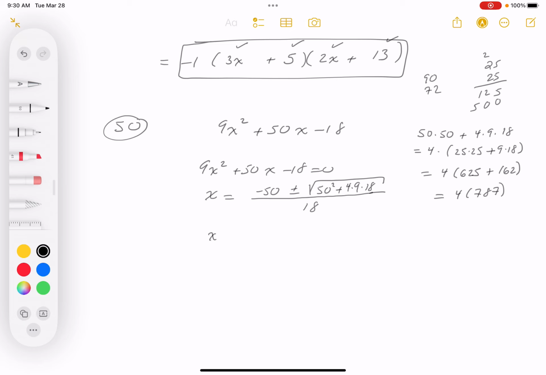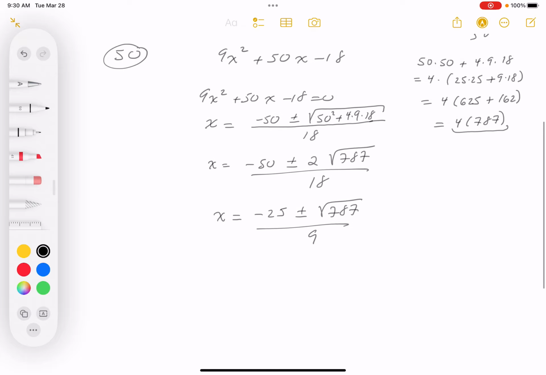And that's going to be x equals minus 50 plus or minus, and this is what's under the radical. I could certainly take the square root of 4, it's 2, and you get the root of 787 over 18. Looking at this 787, it doesn't look very promising, does it? I'm going to skip that. Let me simplify a little bit. I'm going to divide through by 2: minus 25 plus or minus the root of 787 over 9.